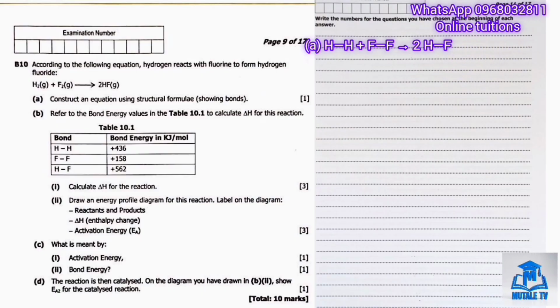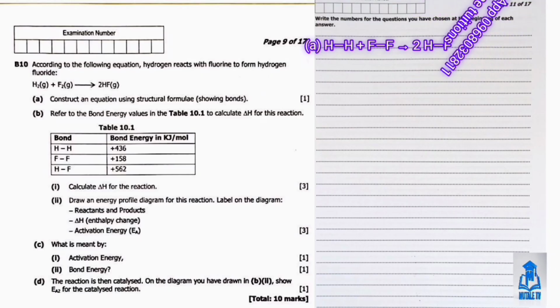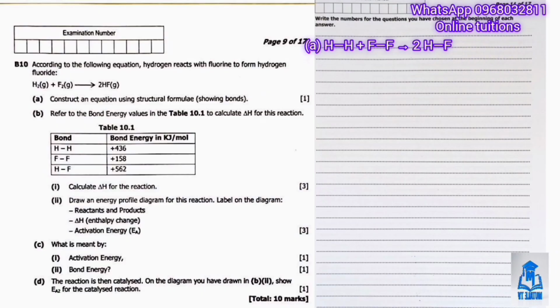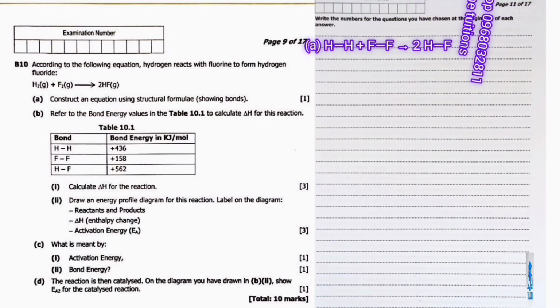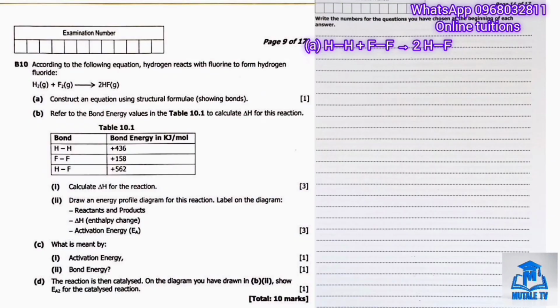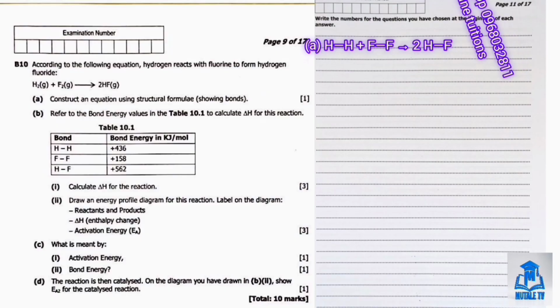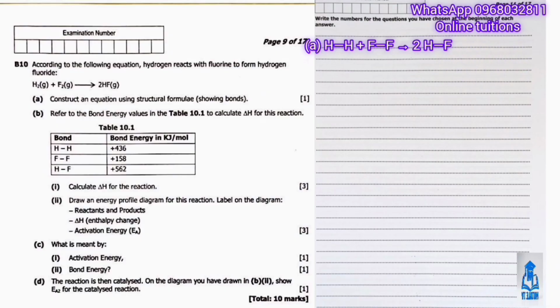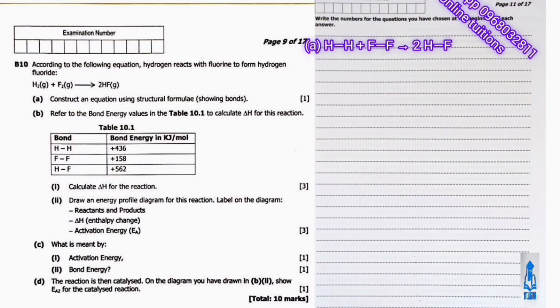Part B refers to the bond energy table, which gives us the H to H bond as plus 436 kilojoules per mole, the F to F bond as plus 138 kilojoules per mole, and the H to F bond as plus 562 kilojoules per mole. Then part B1 asks us to calculate the enthalpy change, which is delta H for the reaction. So let's walk through this step by step.